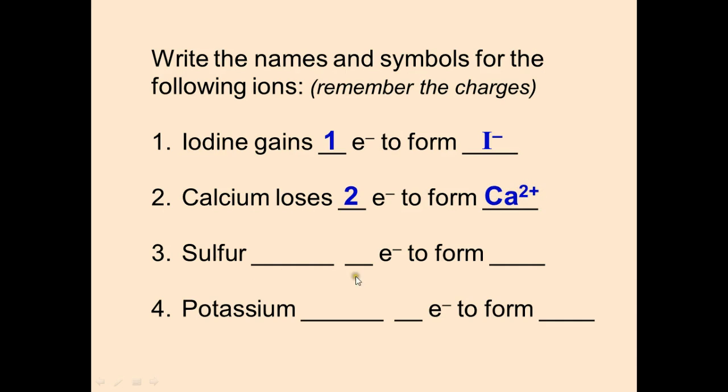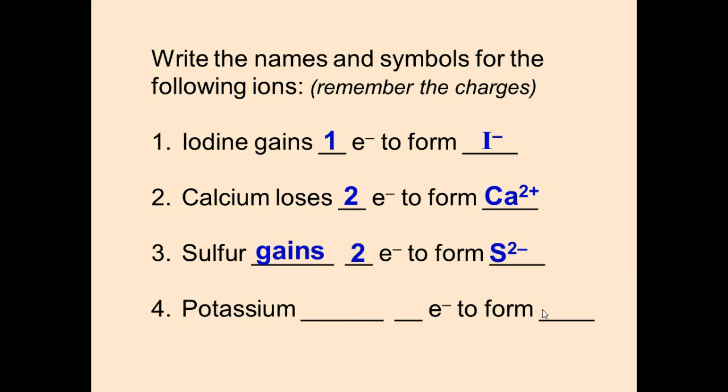And so sulfur blank electrons to form blank. Sulfur is in group 6A, and if you're in group 6A, you have 6 valence electrons. It's easier for sulfur to gain 2 electrons than to lose 6. So sulfur definitely gains 2 electrons, and because it gains 2 electrons, it gets 2 more negatives, so it becomes S negative 2. And potassium blank electrons to form blank.